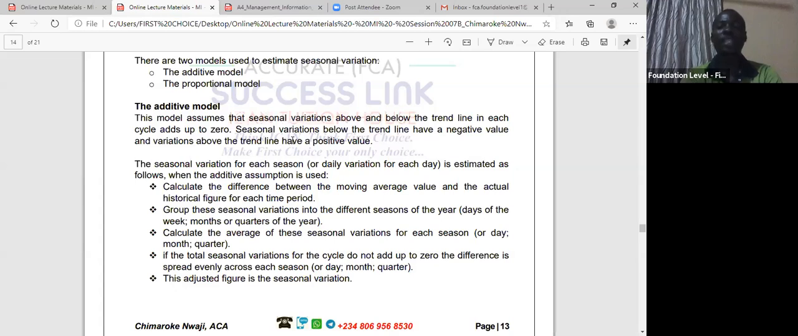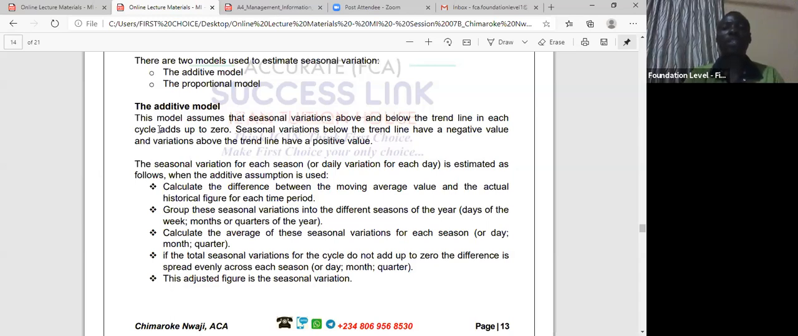So it says that it assumes that the seasonal variations above and below the trend line in each cycle add up to 0. What it means is that for one cycle, if we are saying Monday to Friday, the seasonal variation of Monday plus Tuesday plus Wednesday, Thursday, Friday, if you add them together, you should get 0. That is what it means.